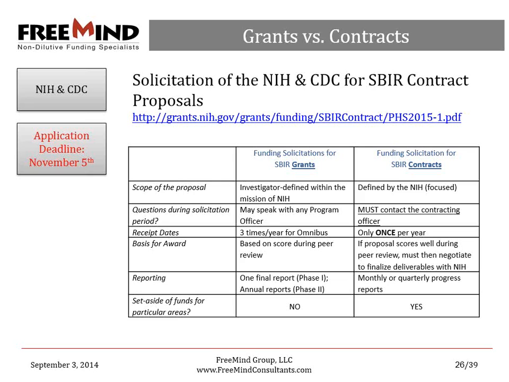This is a contract as opposed to a grant, so let me take this opportunity to point out some of the differences between the two. While grants are often investigator-defined, contracts are always defined by the NIH. With grants, you may contact the program officer if you have any questions, but with contracts, you must contact the contracting officer. Omnibus grants are received 3 times a year, while contracts are only received once a year. Grants undergo a peer review and the score determines the award, while with contracts, if a proposal scores well during a peer review, the final deliverables must then be negotiated.